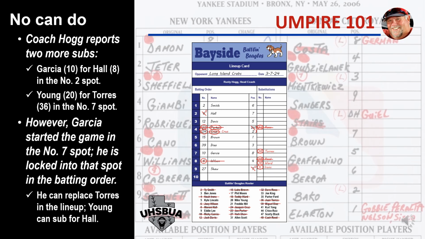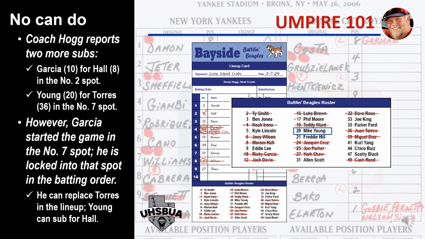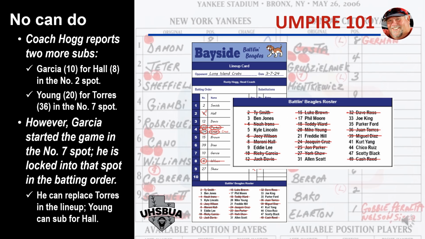Number 20, Young, can enter the game, but if Coach Hogg wants to replace Hall in the lineup, he must insert Young into the number 2 spot in the order. First, we cross out Torres as a substitute and circle Garcia's uniform number to indicate that he may no longer re-enter if he is replaced again. Then we check to be sure that number 20, Young, is an eligible substitute. He is. So we cross out his name on the subs list and enter his name and uniform number as a substitute in the number 2 hole.